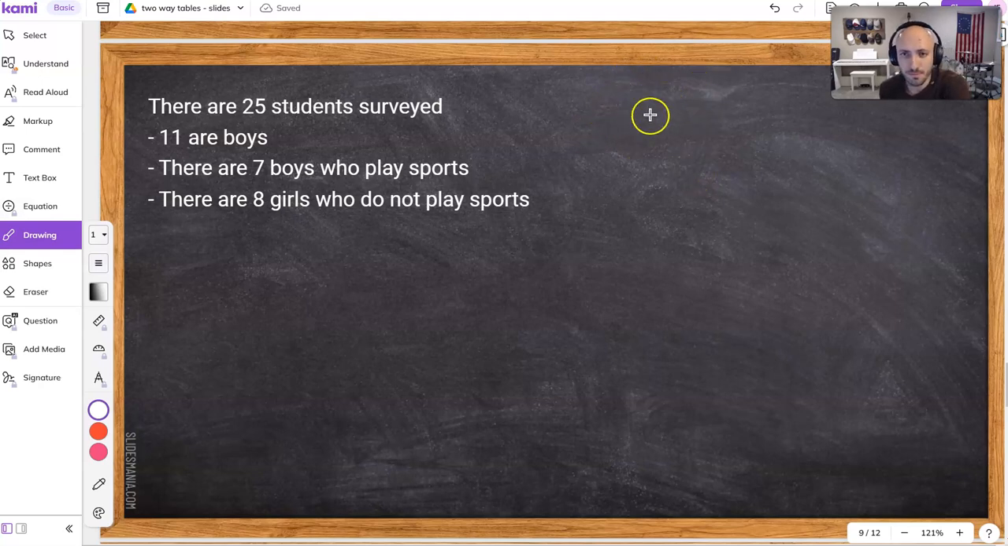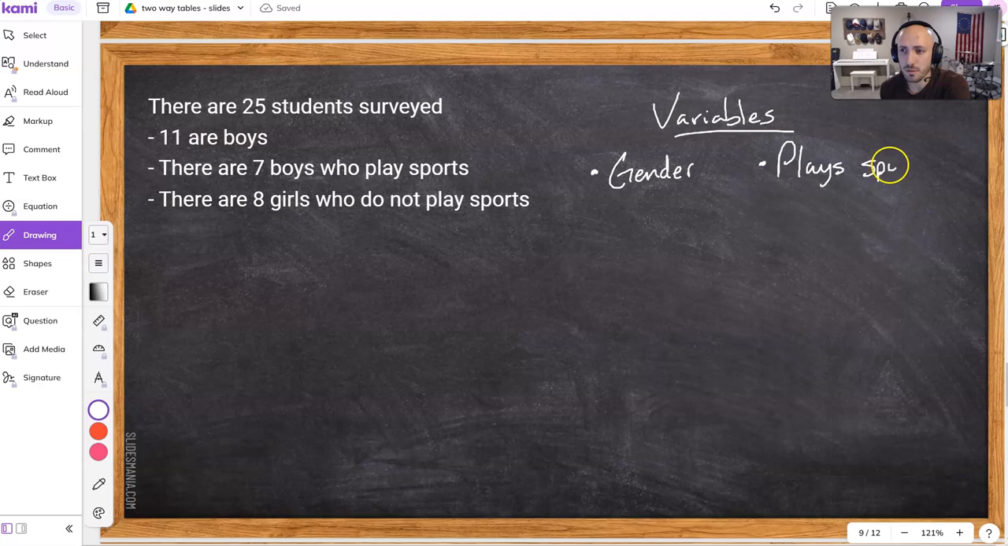So our variables in this case are gender and whether or not that person plays sports.